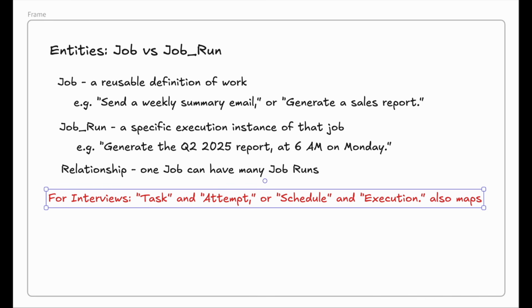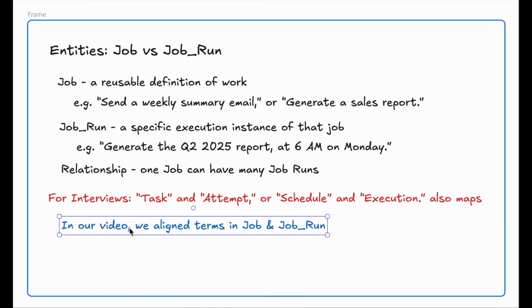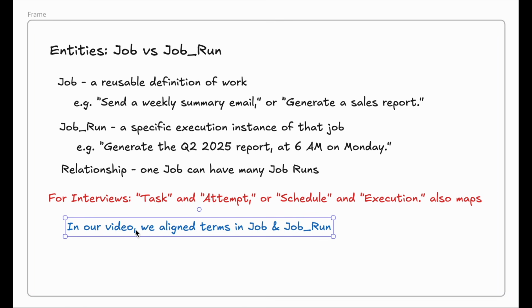Here is one quick note for the interviews. Some companies might call these entities differently, like task and attempt, or schedule and execution. That is okay. What matters is that you explain the separation, the definition of work, and the individual attempt to execute it. So in this video, we'll constantly use the term job and job run, and every major design decision will map back to this structure.